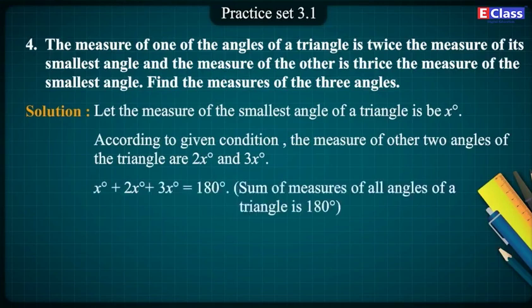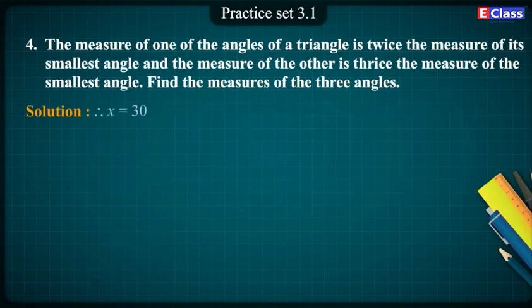X degrees plus 2x degrees plus 3x degrees is equal to 180 degrees, as sum of measures of all angles of a triangle is 180 degrees. Therefore, 6x is equal to 180. Therefore, x is equal to 180 upon 6. Therefore, x is equal to 30.